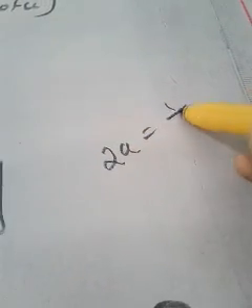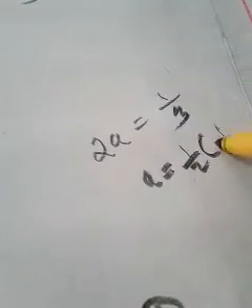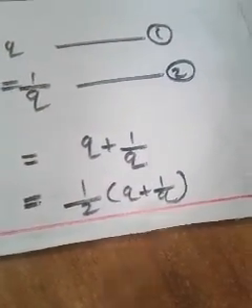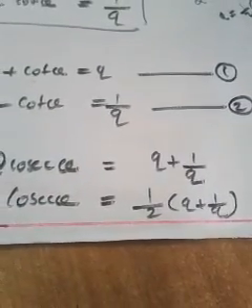You may understand the reason, because we already solved this type of question. For example, if 2a is equal to 1 by 3, then what is the value of a? We can write it as 1 by 3 by 2, otherwise 1 by 2 into 1 by 3. In that way, we can write the value of cosec as 1 by 2 into q plus 1 by q. So we got the value of cosec anyway, isn't it?